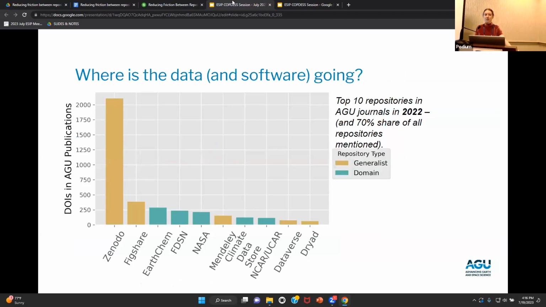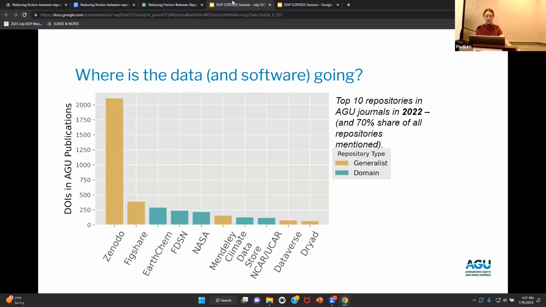Now coming to the topic of this session, where is that data and software going? Obviously, we implement these policies. We tell authors, okay, now you have to share your data and software. We haven't told them where they should share it, except that we hope they do it in a repository with a DOI. We've looked at each year of the pilot so far. This is 2022 data. And this graph represents the top 10 repositories across all AGU journals in 2022. So when our authors choose to share their data and software, these are the repositories that they're choosing to share it in. These top 10 represent 70% of all the repositories that were mentioned in 2022 in AGU journals. So this is a significant swath of that data.